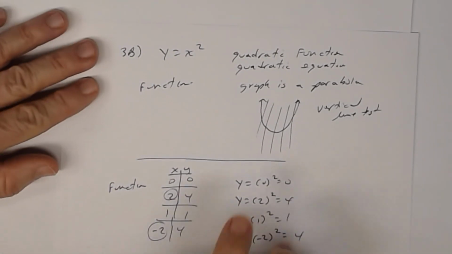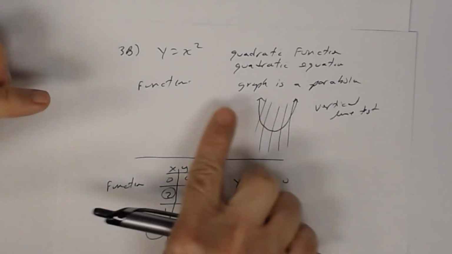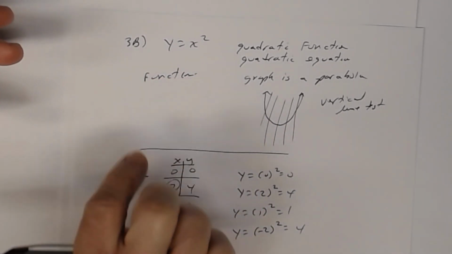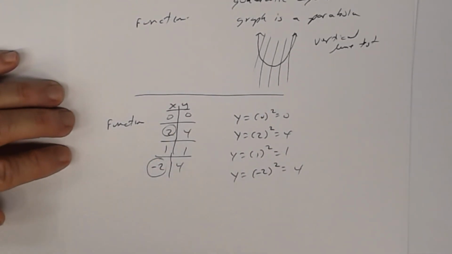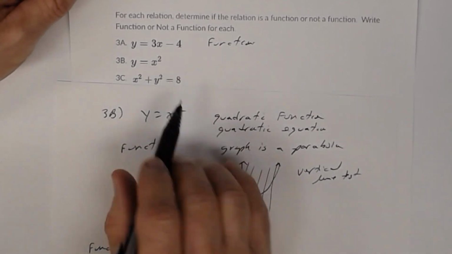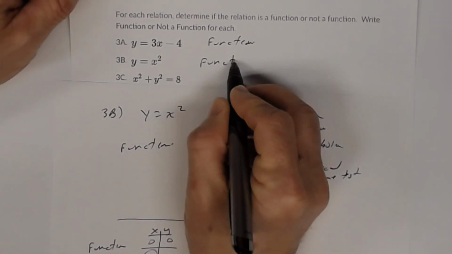So again, you could use the idea of the graph if you knew what it looked like, and you did because you had lessons on this before, or you could have used a t-table. All right, so letter 3b, this equation, this relation is a function.